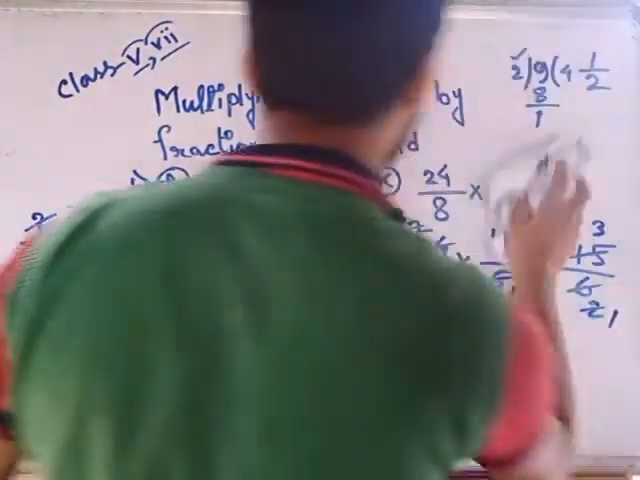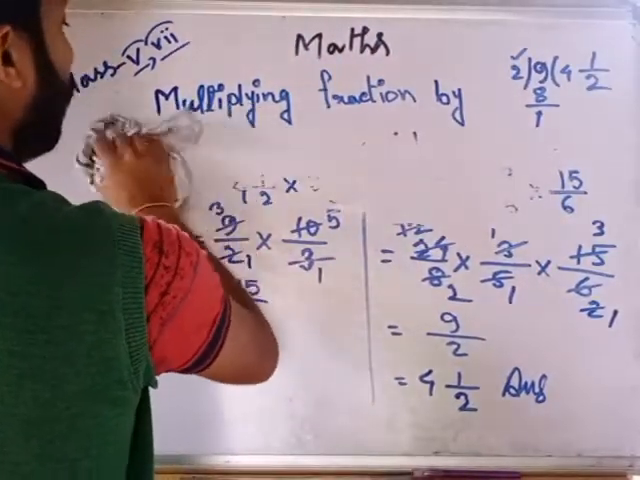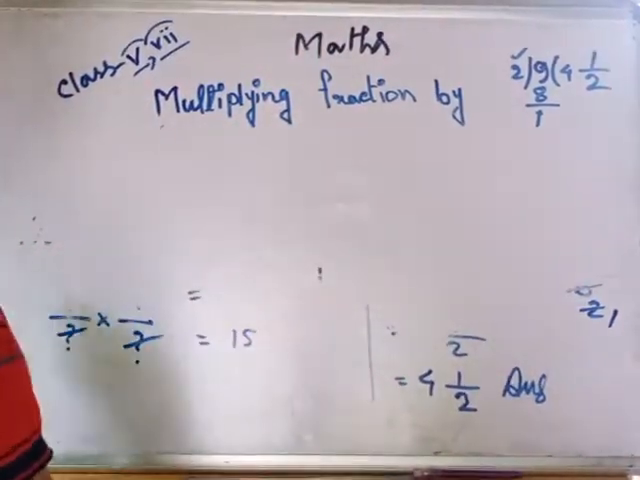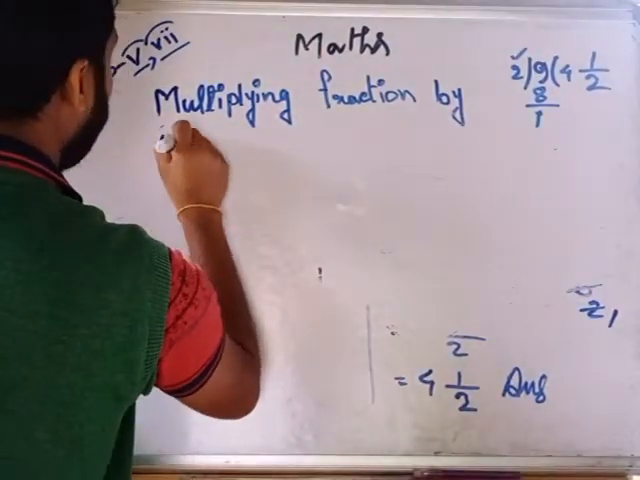After that we should go to the next: multiply the fraction by the whole number.